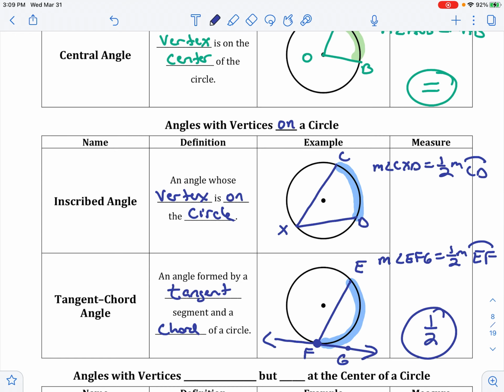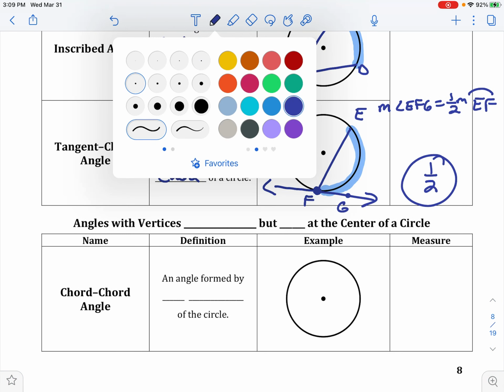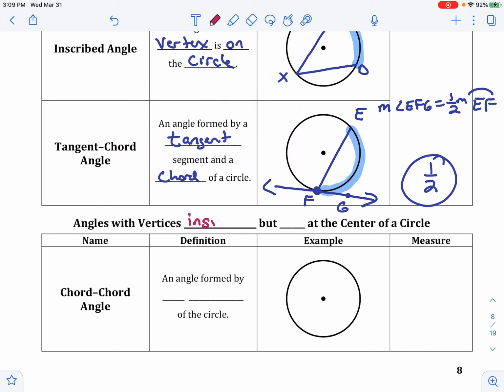A third scenario would be angles with vertices that are inside the circle but not at the center. These have a special name. They're called chord angles. Let's say we form 2 chords. There's a chord, there's a chord. So we have an angle right here. There are actually 4 angles at that point. But let's say we're talking about angle, we'll call this A. I'm going to call that vertex E. Let's call this B, and then we'll call this C and D.